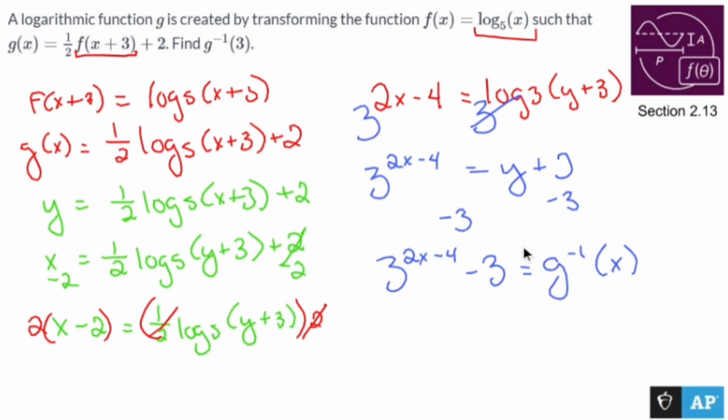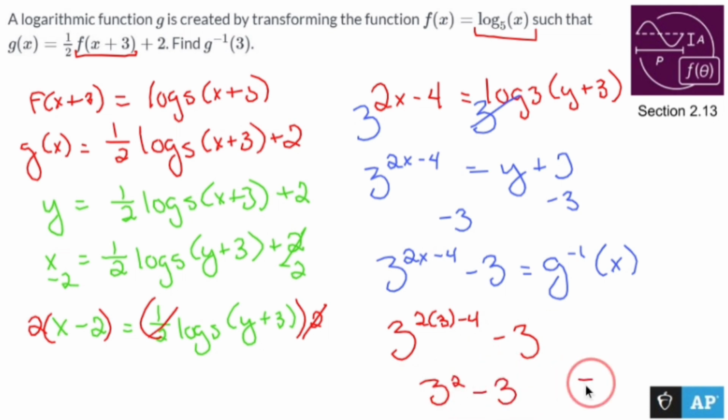Because what I have to do now is take the 3 that I'm given here and plug that 3 in. So that is going to be 5 to the 2 times 3 minus 4, minus 3. 2 times 3 is 6. 6 minus 4 is 2. 5 squared minus 3 is 25 minus 3, 22. So after all of that, it's a pretty gross problem, but we did it.